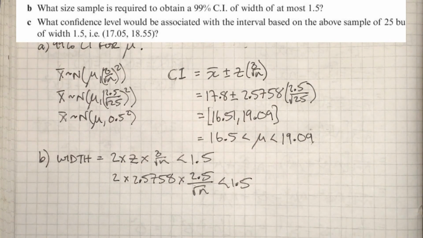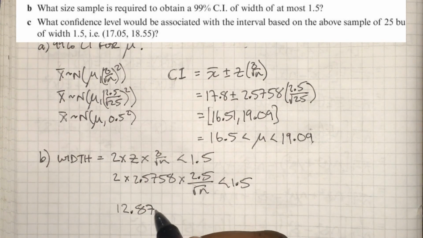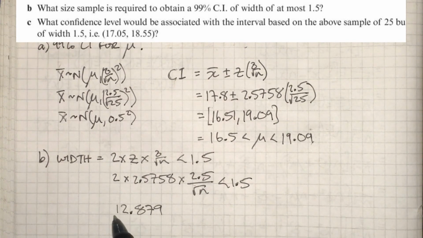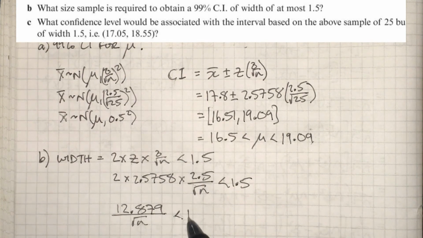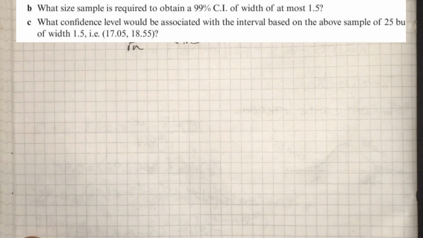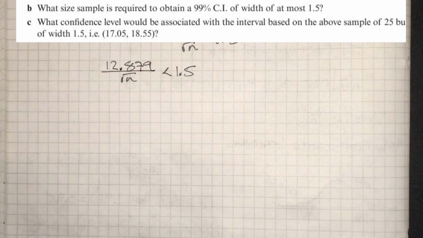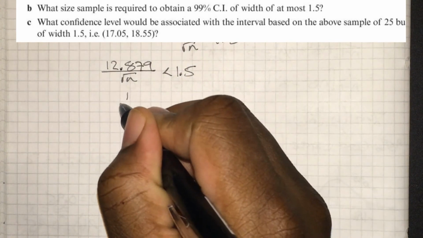So we're just going to rearrange to make n the subject. Just be really careful with your rearranging. I like to bring some of these numbers together first. So 12.879, I have that all over root n. Well, that's less than 1.5. And from here it's a bit easier to do my manipulation. I'm going to divide the right-hand side by 12.879. And then I just need the reciprocal.